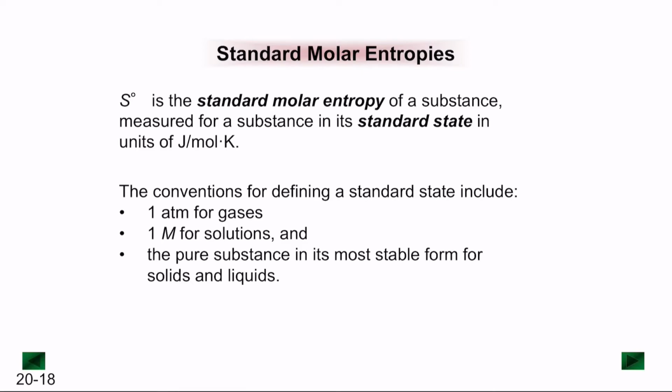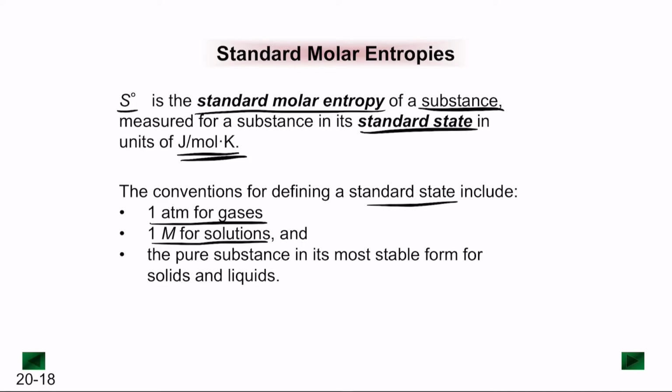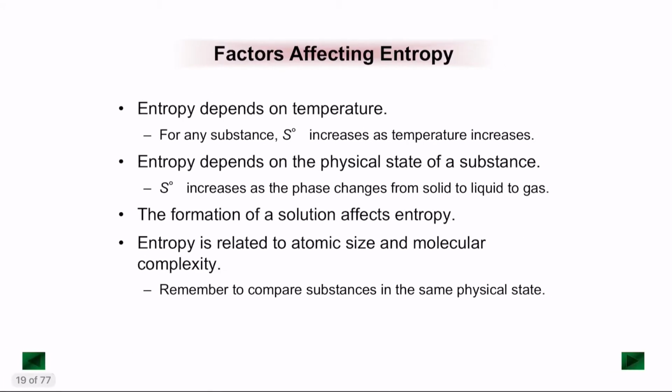Next, let's talk about S prime, which is generally called the standard molar entropy of a substance. It is generally measured in its standard state in units of joule per mole Kelvin. The conventions used for a standard state include 1 atmosphere for gases, 1 molar for solutions, and the pure substance in its most stable form for solids and liquids.